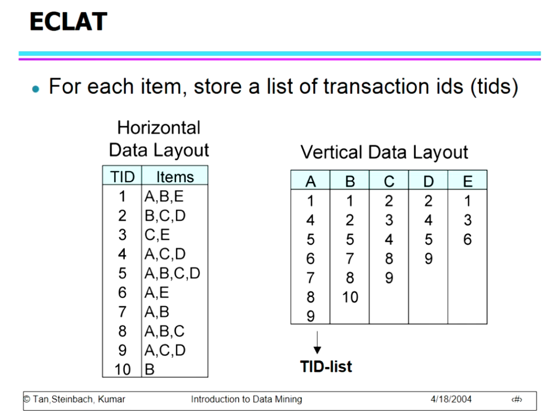Another example is ECLAT. For each item we store a list of transaction IDs. For example, here for A, this is the list of transactions that contain A. This is the list of transactions that contain B. This is the list of transactions that contain C. Is ECLAT clear here?